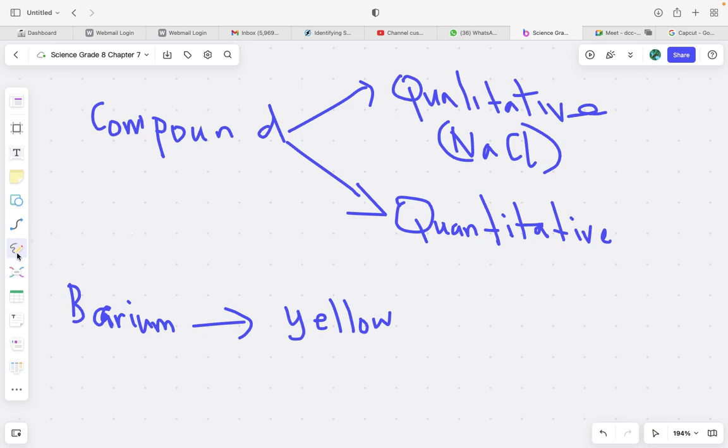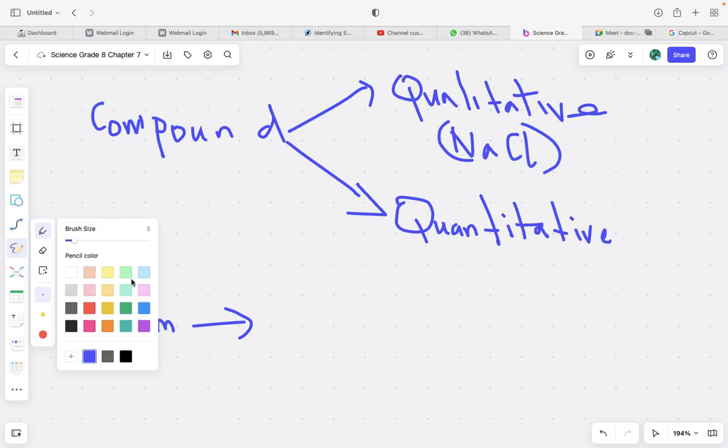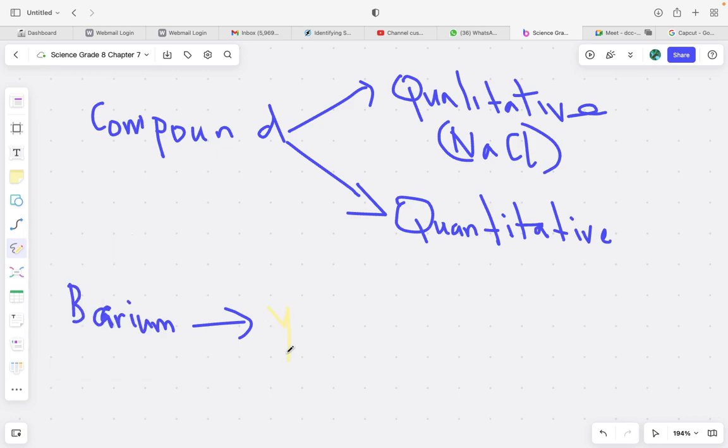Or maybe here I should have taken yellow. Let me use yellow to symbolize it. Barium gives a yellow flame. Click. Yellow. Which of these is yellow? This one, right? Yeah. Okay. Barium gives a yellow flame.